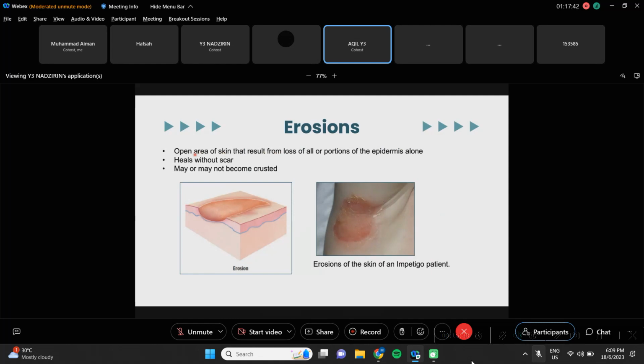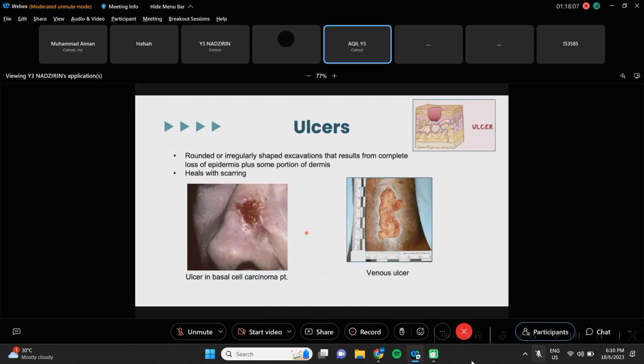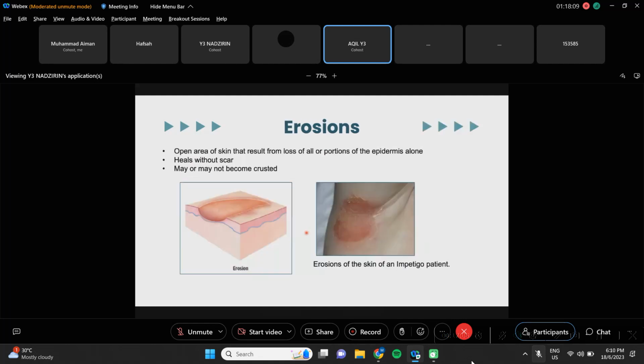Okay, next, the fifth one, we move on to erosion. Erosion is an open area of skin that results from loss of all or a portion of the epidermis alone, and it will heal without leaving a scar. Okay, next slide. This is an erosion example in an impetigo patient. Okay, next slide.